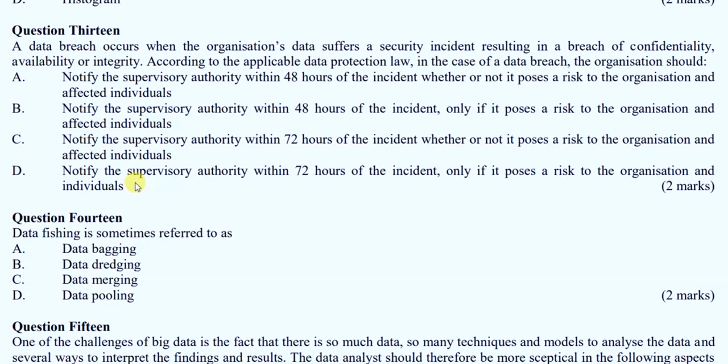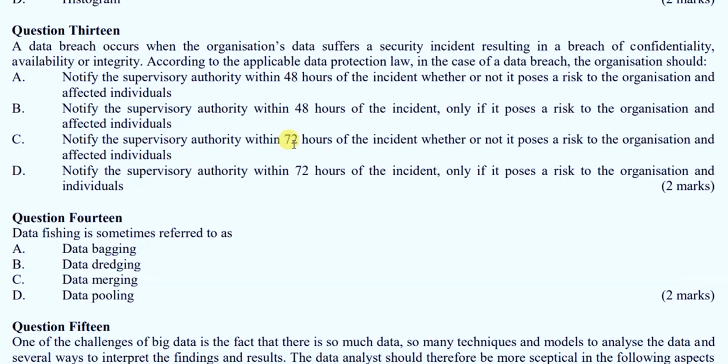We have data protection in different countries, different nationalities, different regions. The question is ambiguous because it's not easy to tell whether the examiner is testing the candidate's knowledge on data protection law in Kenya or elsewhere. A country may have 48 hours, another one 72 hours of notifying the supervisory authority. Another one may have 50 hours. So it depends on the jurisdiction. The question is open, so it's not easy to tell whether it's testing the data protection in Kenya or not.